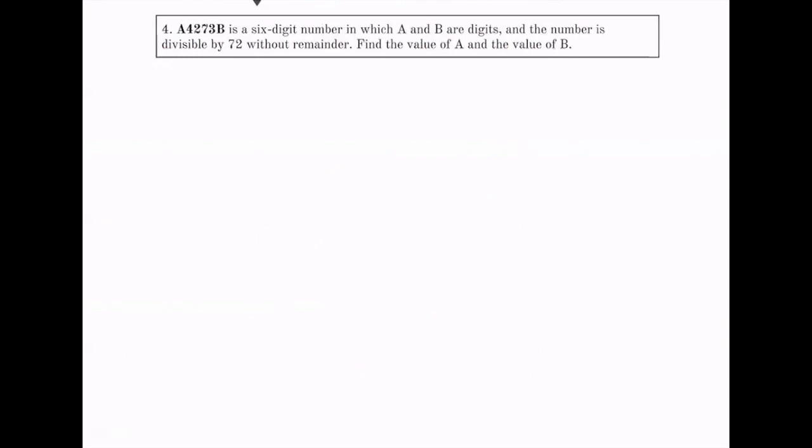A4237B. Sorry, 73B. It's a 6-digit number in which A and B are digits, and the number is divisible by 72 without any remainder. Find A and B. So what does it mean for a number to be divisible by 72? This means it has to be divisible by both 8 and 9.